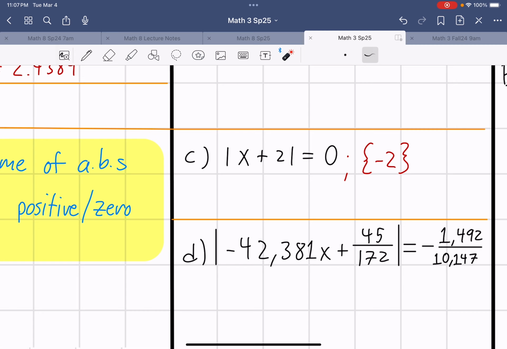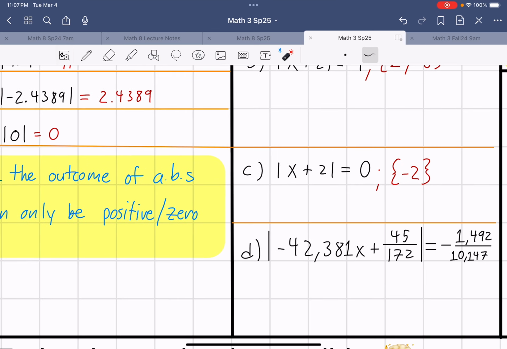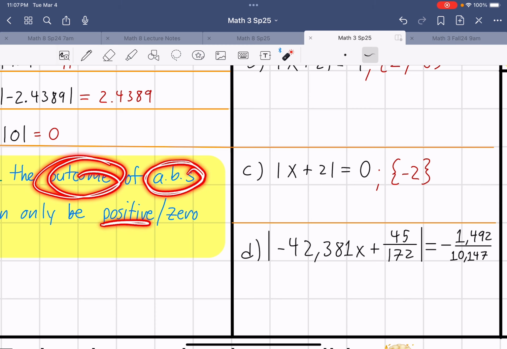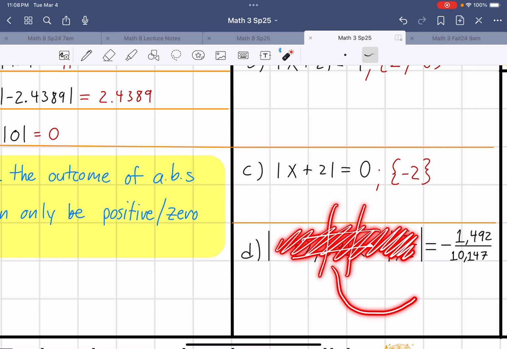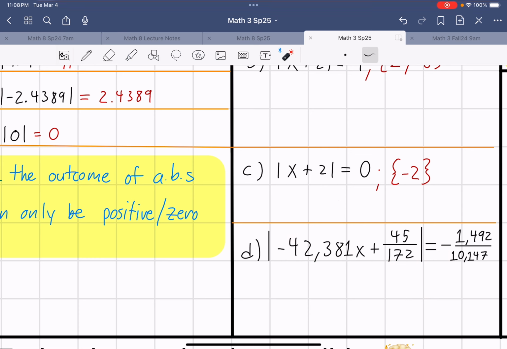Now, hopefully, as you're watching this video, you recognize, wait, didn't we just make a note that the outcome for an absolute value can only be positive or 0? So what number can I plug into this absolute value that's going to give me a negative? And that is, there is none. This has no solution because it is impossible.